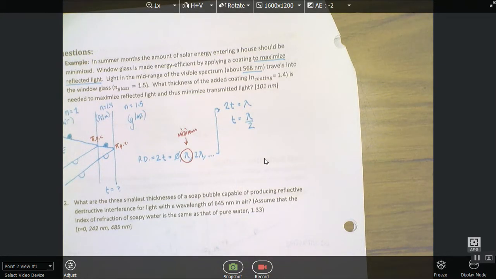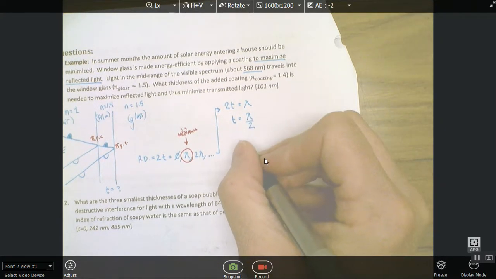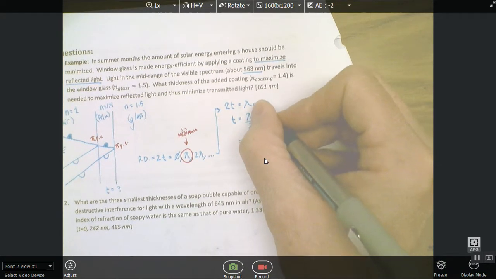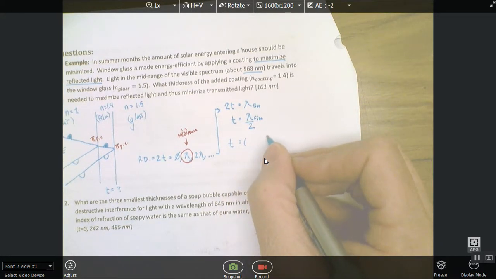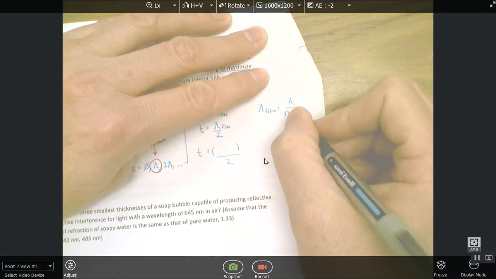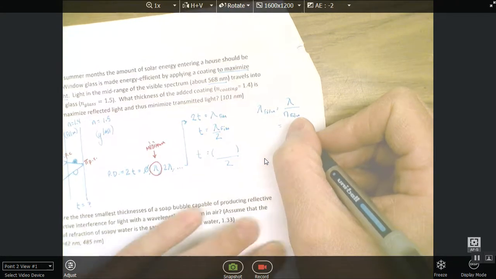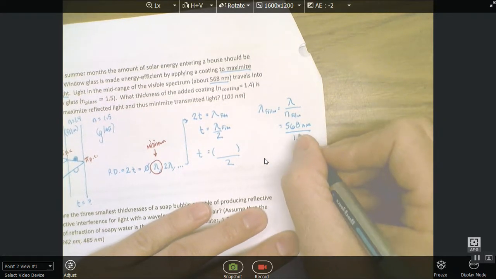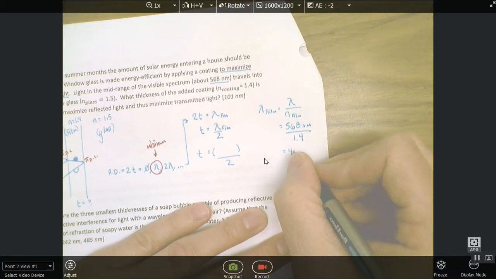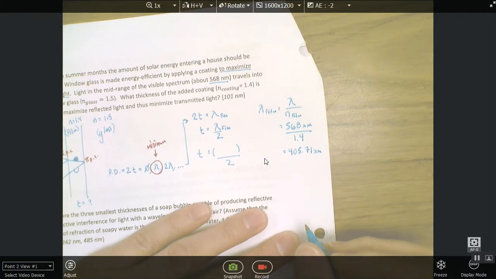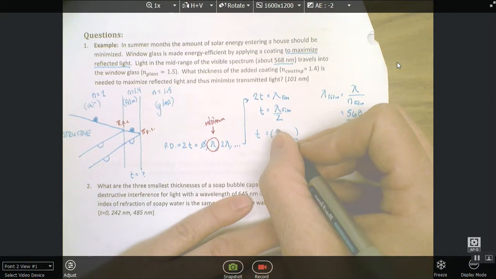Okay? And we can't solve it because we don't know the wavelength in the film. Remember, this is all about the film. So the thickness would be something divided by 2. Well, the wavelength in the film is simply the normal wavelength divided by the index of the film. So it's 568 nanometers, and then in the film, because the film had this index of refraction, it reduces down because the speed slowed down but the frequency stayed the same to about 405.7 nanometers. So we plug that in.